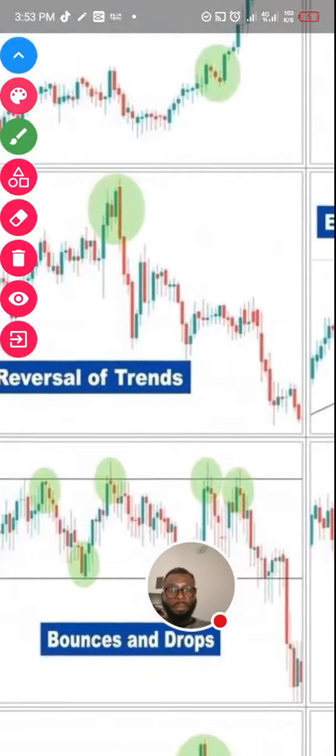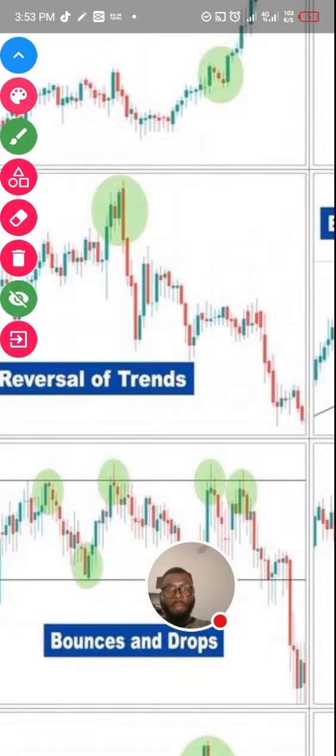Look here. Something happened here. The sell candle is longer than the buy candle. It's called a bearish engulfing candle.